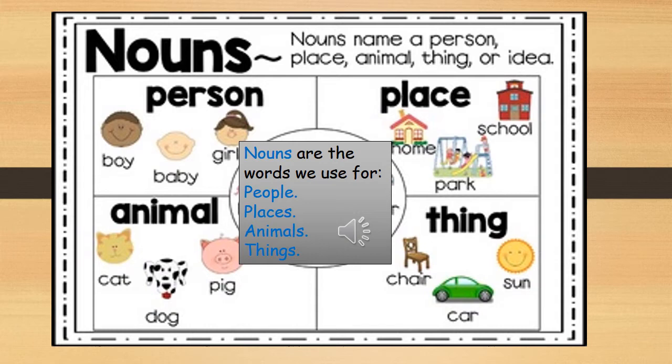So for example, if we're thinking about people or a person, we have a boy, a baby, or a girl, as we can see in the picture. If we're thinking about places, we can think about our home, going to the park, or maybe at school. If we think about animals, we've got cats, dogs, and pigs. And things are obviously the things that people have made, like the chair, the car, or things that exist like the sun. So that's nice and easy. Just remember, if we can see it and we can touch it, that's most likely going to be a noun.